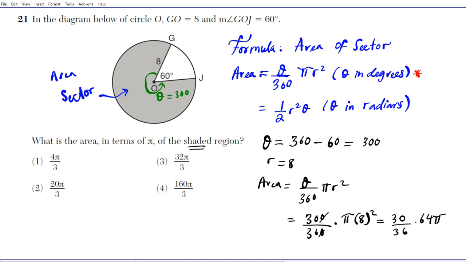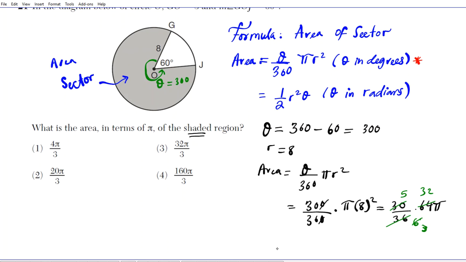Now 30 and 36, what goes into both of them evenly? 6 goes, right? So 6 goes into 30 5 times, and 6 goes into 36 6 times. And then 2 goes into 6 3 times, and then 2 goes into 64 32 times. So we just have 5 times 32 times pi. That will give us the area of the sector.